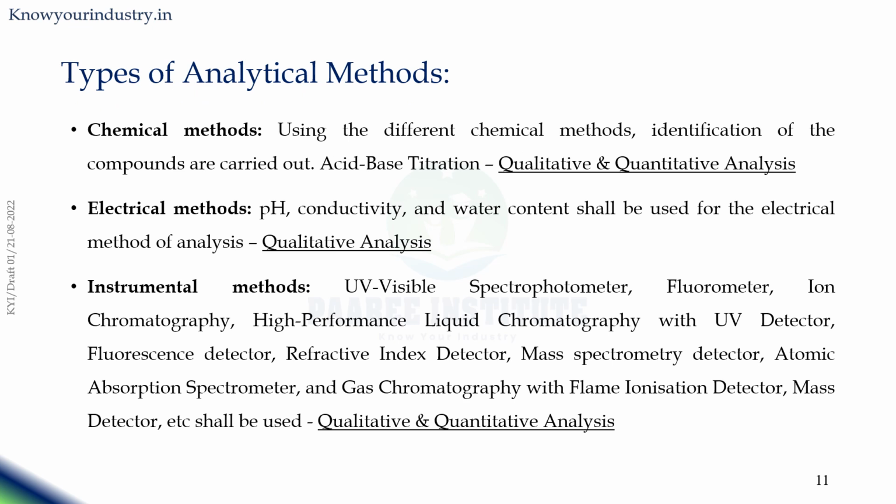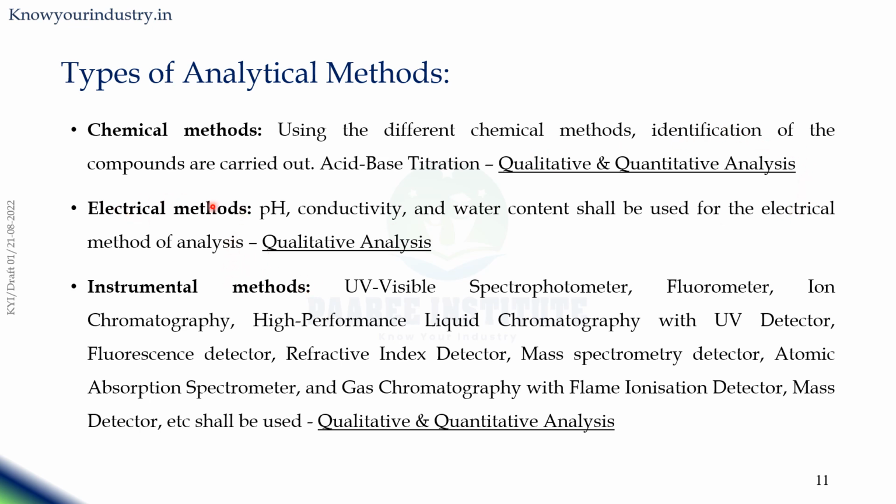Now we are going to see the types of analytical methods. First one is the chemical methods. Using different chemical methods, identification of compounds is carried out. Sometimes quantification of the compounds is also carried out. For example, an acid-base titration through which you are doing assay of a tablet. So this is used for both qualitative and quantitative purposes.